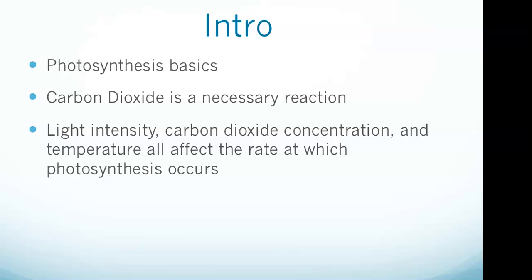Light intensity, carbon dioxide concentration, and temperature all affect the rate at which photosynthesis occurs. Light is needed because it is the basis of photosynthesis. Without enough carbon dioxide, RuBP would be unable to combine with anything to work the Calvin cycle. In extreme cold or hot temperatures, photosynthesis may not function because there needs to be an optimal temperature for plant cells to be able to function.